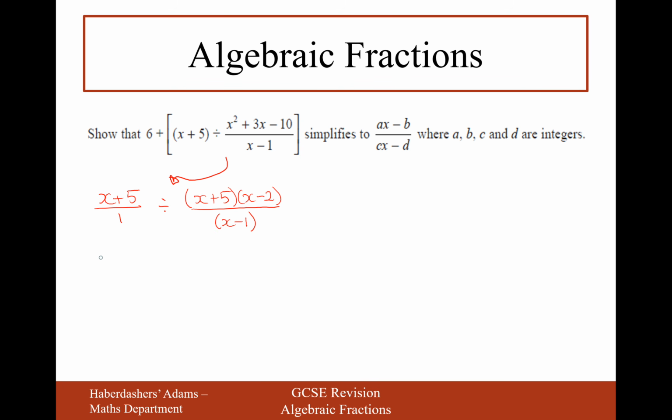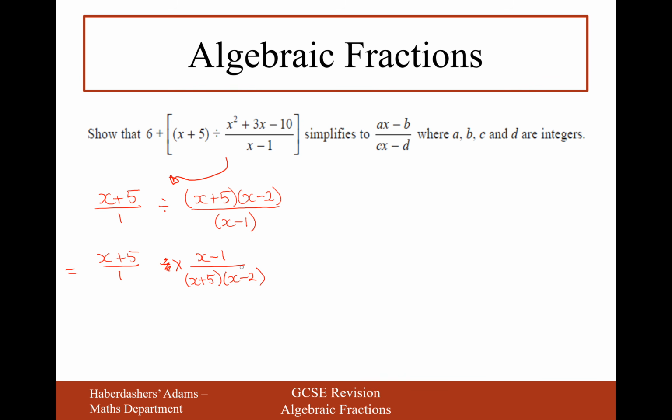The way we divide fractions is we flip. So this is going to be equal to x plus 5 over 1 divided by, and then we multiply, but flip the second fraction upside down. So it's x minus 1 over x plus 5, x minus 2.